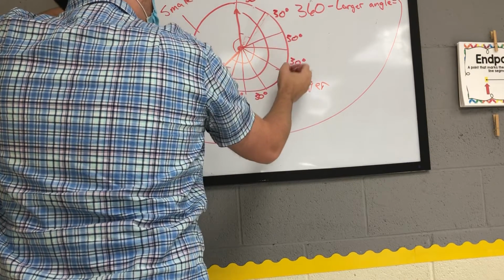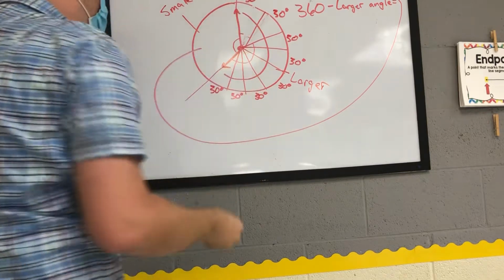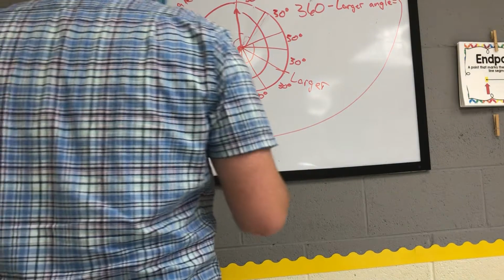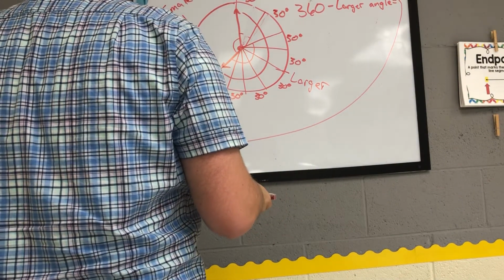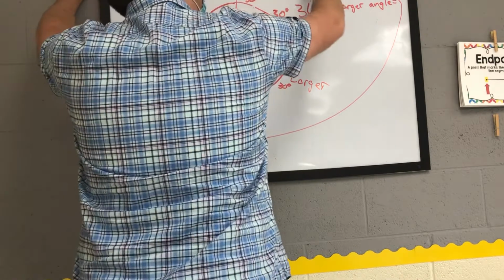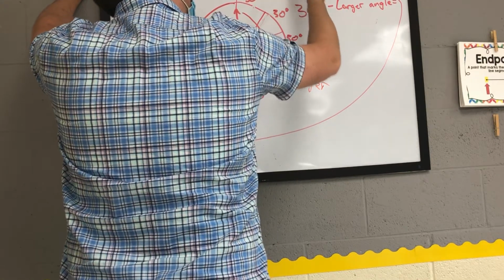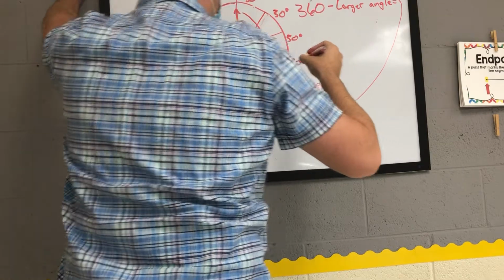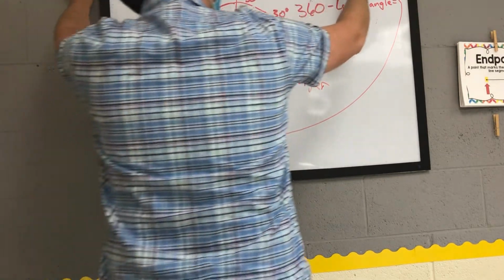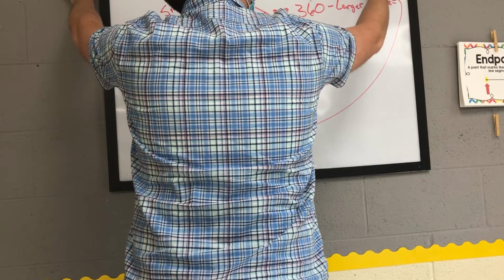One, two, three, 4, 5, 6, 7, 8. It's 8 o'clock. I have 8 30-degree angles. So my larger angle is going to be, so 30 times 8. Okay, 30 times 8. 3, 6, 9, 12, 15, 18, 21, 24 is 240 degrees.